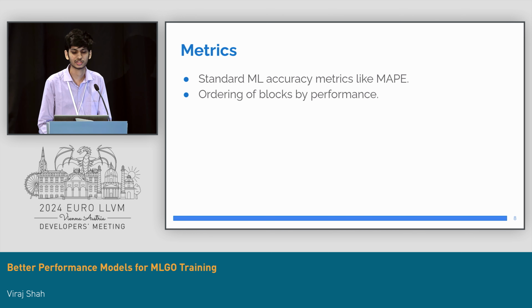And we can measure how much better or worse a cost model is using standard measures of accuracy. But there are also a few more metrics that are more relevant to MLGO training. For example, since the block performance drives a reward signal, how close the ordering of blocks by estimated performance is to the ordering of blocks by true performance is a good metric, which can be quantified by rank correlation metrics like Kendall's tau or Spearman's rho coefficients.